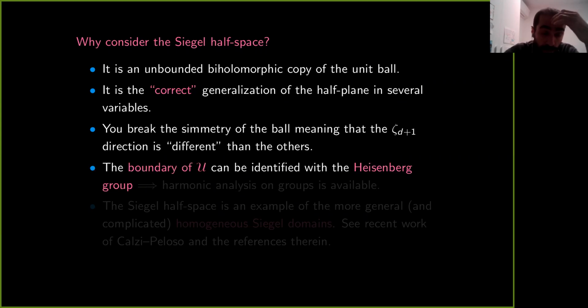And also a very important thing is that the boundary of the Siegel half space can actually be identified with the Heisenberg group.